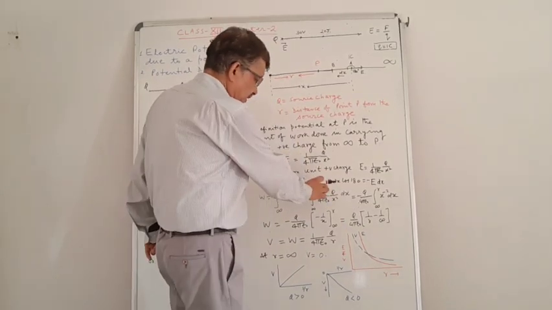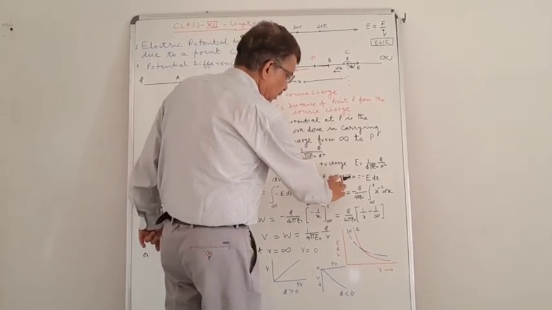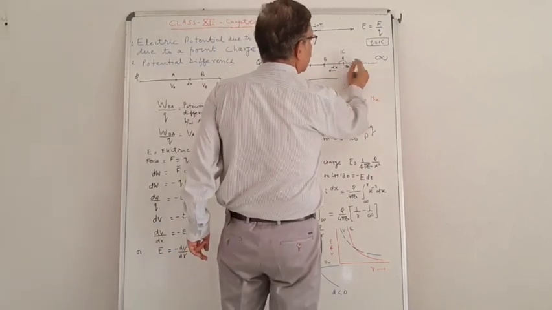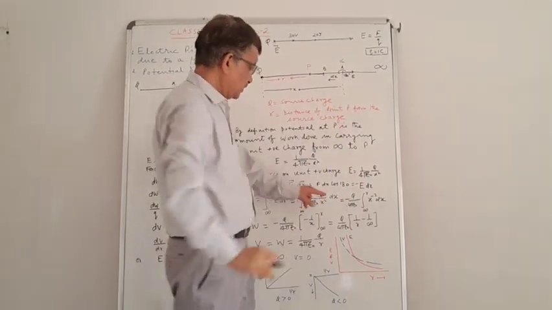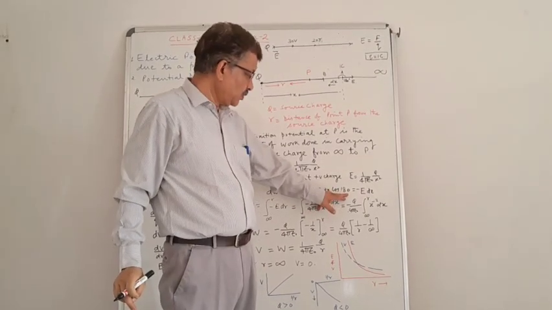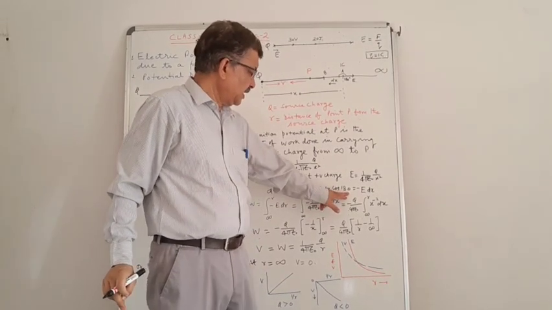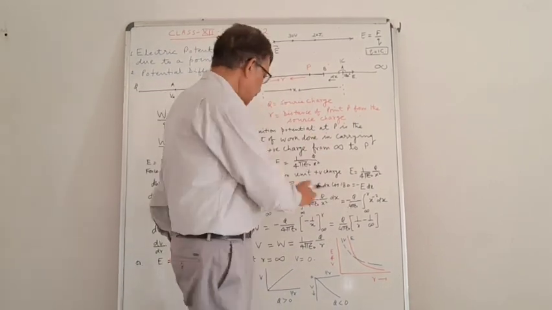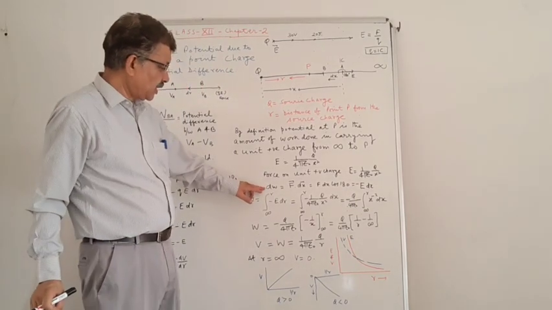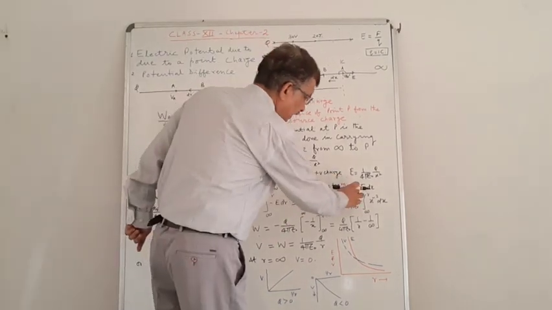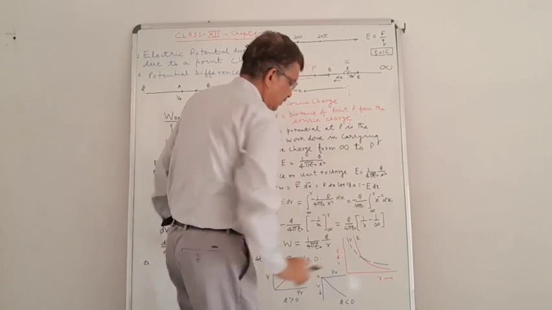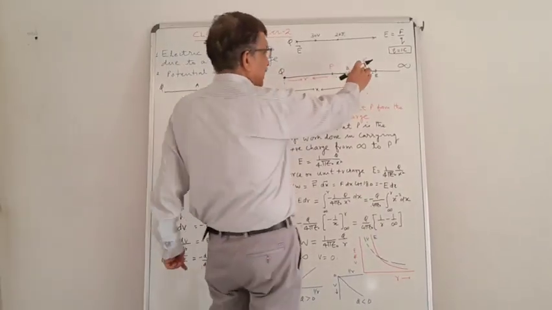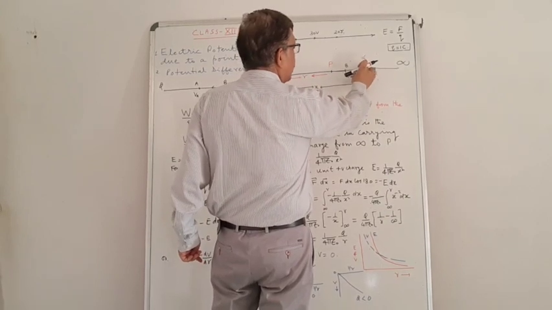Now expand this: F dx cos 180 degrees, because the angle between force and the displacement is 180 degrees. So we have to put theta as 180 degrees, and the value of cos 180 is minus 1. So the small amount of work done dW will be minus E into dx. So this is the small amount of work done in displacing a unit positive charge from A to B.